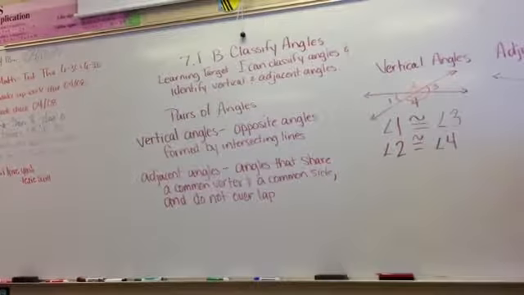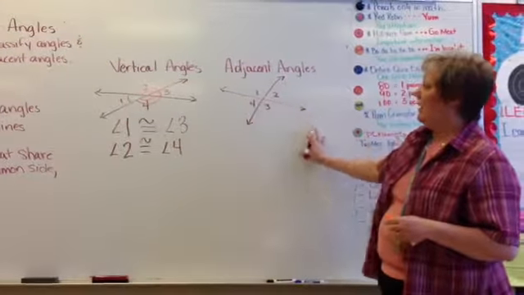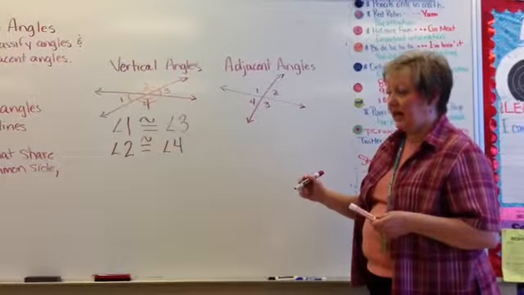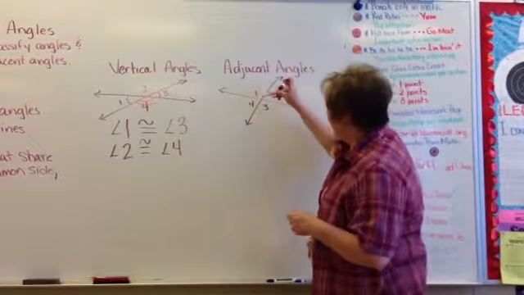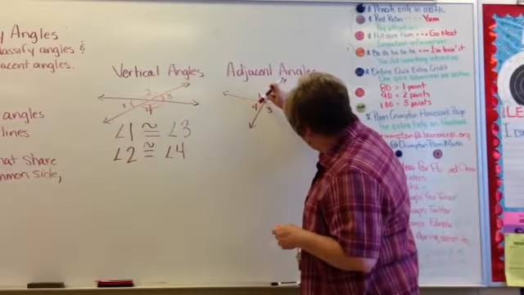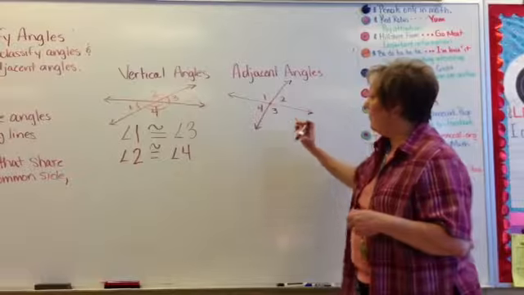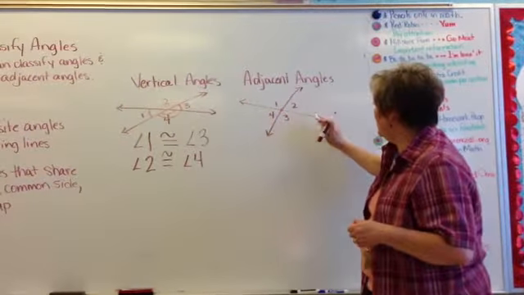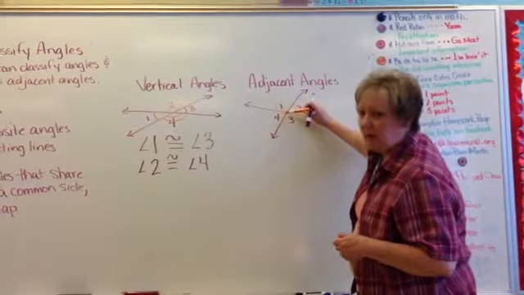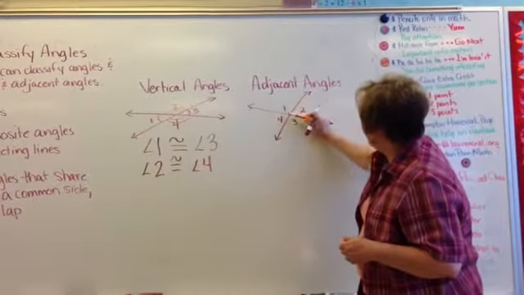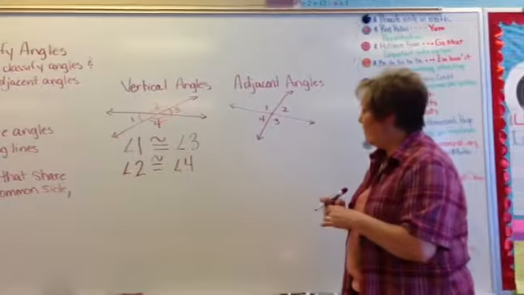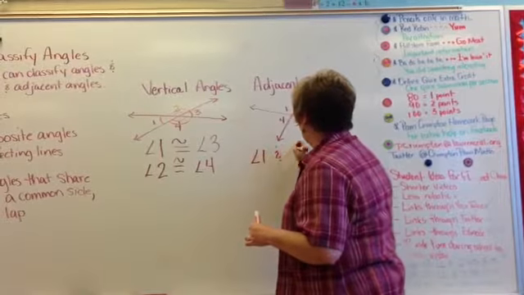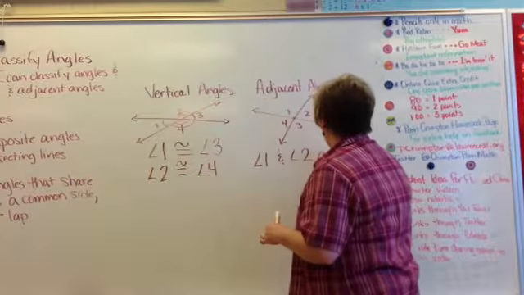Now here's your illustration. Here I've got some adjacent angles. They share a common vertex and a common side. Well, the vertex is here for your angles. They share a common vertex and a common side. Now with angle 1 and 2, they share this common vertex and they share this common side. Therefore, angle 1 and angle 2 are adjacent.